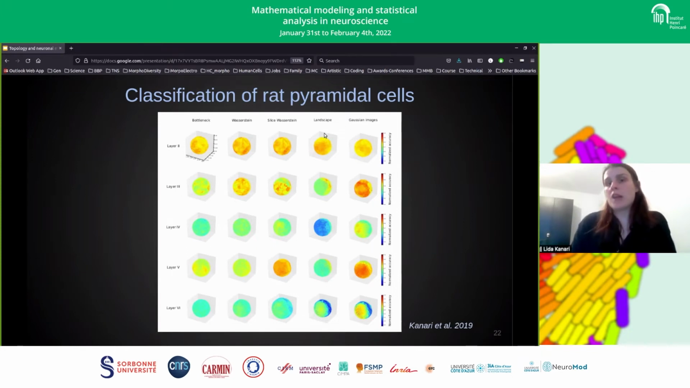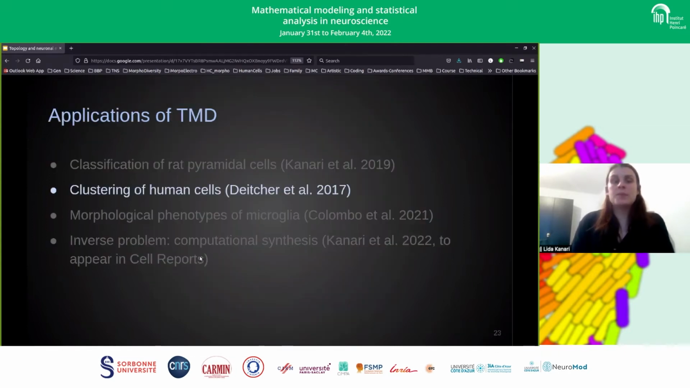As you can see, there are other types of distances, such as the landscape, that are also pretty good at distinguishing cell types. But the bottleneck, which is a one-dimensional projection, is losing information, so it's not able to distinguish cell types, and the accuracy is much lower in this case.